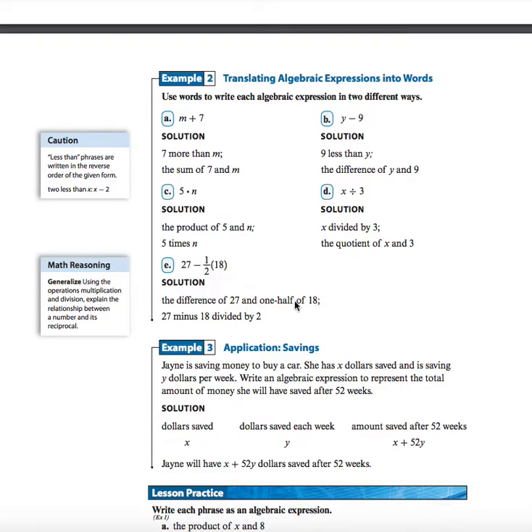1/2 of is another word for multiplication. So you have the difference of 27, so 27 minus 1/2 and 18. When it says of, it's being multiplied. You would have that then being subtracted from 27. Or 27 minus 18 divided by 2, or 18 times 1/2. You could write it either way.